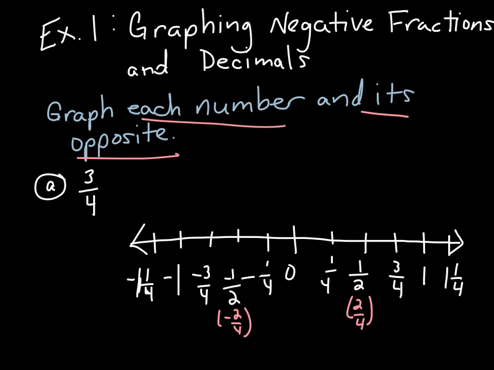And to graph that, we'll just look at our 3/4 here, put a dot right on that tick mark right there, and then -3/4 would be the opposite of it because it's the same distance from 0 but in the opposite direction, and that's all you would have to do for that one.